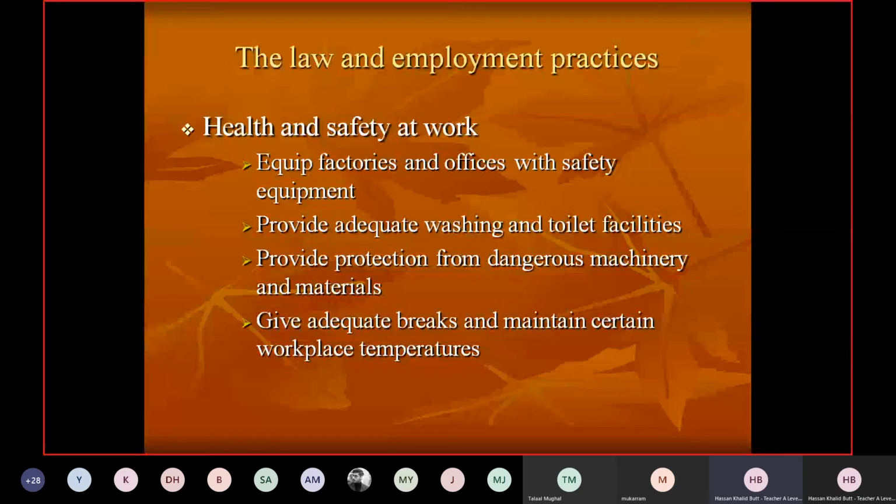Again, it will increase your cost because you need to have ample space for so many workers to work over there. There need to be proper windows for ventilation as well. So you need to maintain that temperature.